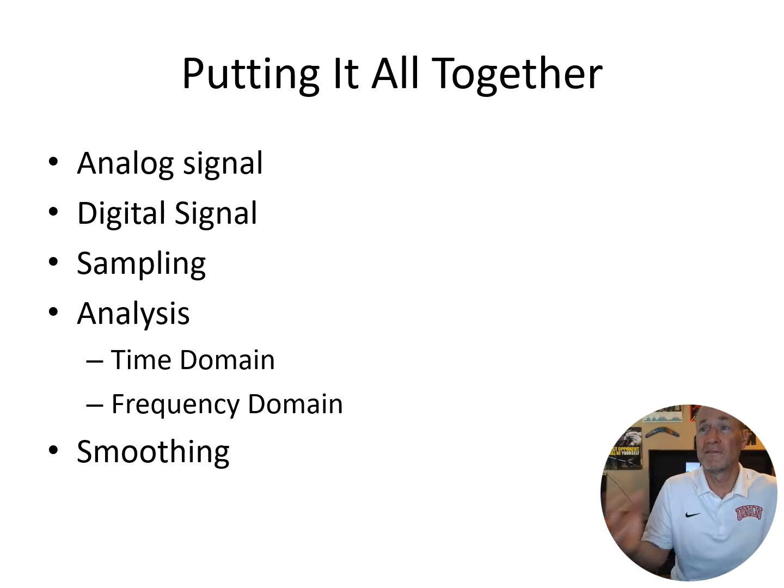So let's put it all together. We have an analog signal, which is a continuous time function, and a digital signal, which is discrete time intervals, and we use A to D boards to convert our analog signal to digital. We have to have an appropriate sampling rate following the sampling theorem, which is we need to sample at a rate greater than twice the highest frequency we want to detect. If we don't do that, we run into aliasing problems, which is errors in the signal. And then in our analysis, we have time domain and frequency domain analyses that ultimately lead into smoothing techniques.